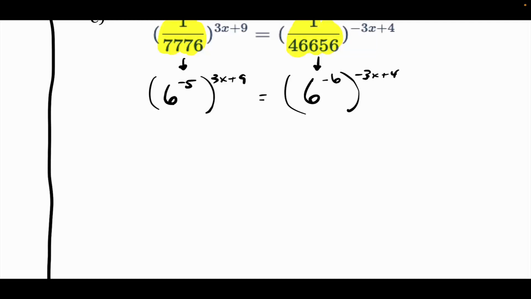Okay. And go from there. That's the hardest part about this. It's not any other steps. It's just step 1 because sometimes they're big, so it's hard to figure out which bases they have.